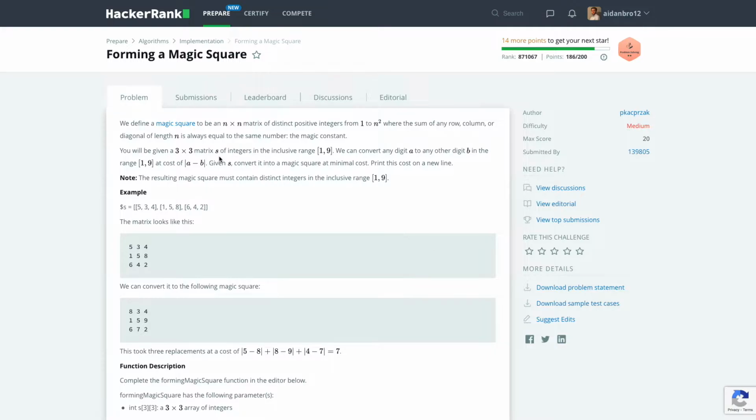Okay, forming a magic square. First things first, what is a magic square? It's an n by n matrix of distinct positive integers, where the integers are from 1 to n squared.